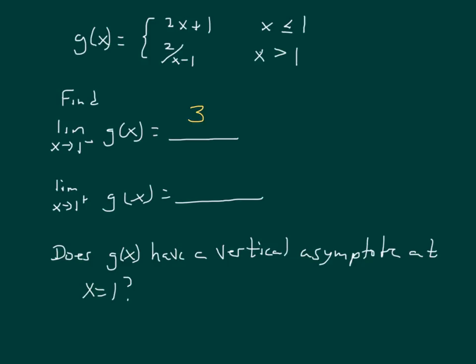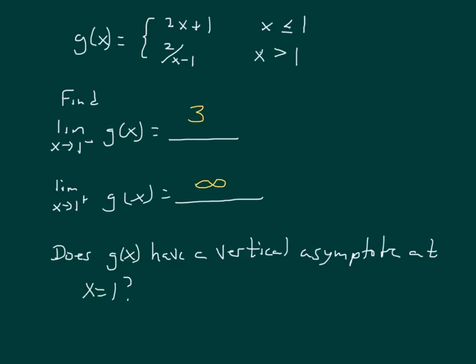Well, that means that as x gets closer to 1, the denominator is getting closer and closer to 0, but it's still going to be positive. And so when I take the reciprocal of a very small positive number like that, it is going to be a very big number. And so in this case, the limit as x approaches 1 from the right of g of x is going to be positive infinity.